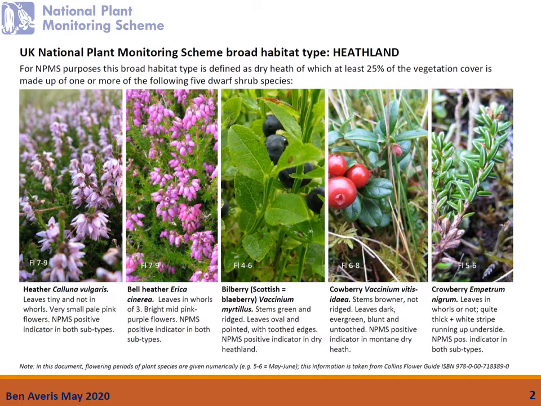Bell heather is rather different. Its leaves are longer, distinctly longer, and they come in whorls of 3, and its flowers are bigger and a darker, deeper kind of rich pink. Lovely plants. It likes dry, acid ground mainly, so it's very common in a lot of dry heaths, not so common in wet heaths, only some of the wet heaths, extremely rare in bogs.